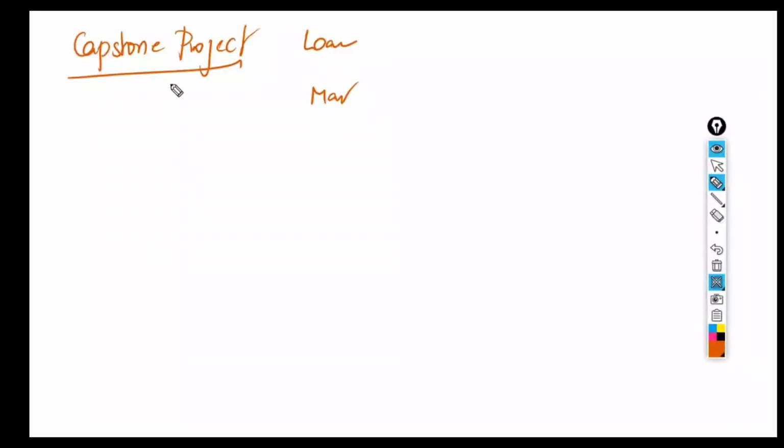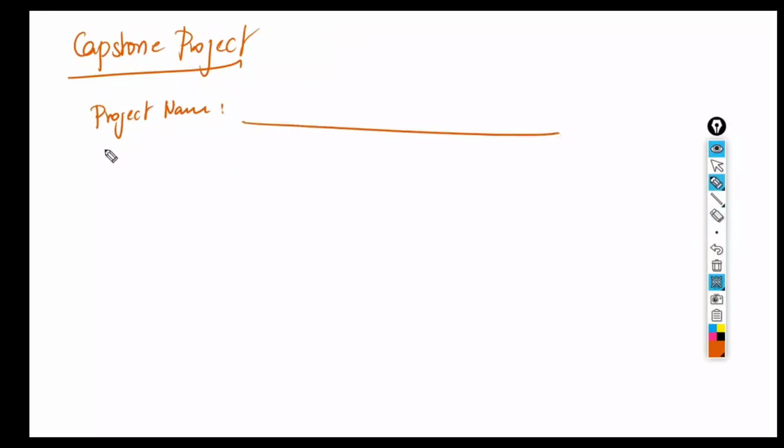So here, whenever you are writing the capstone project, you have to write the project name. And with respect to domain, what domain it belongs to. Domain means to which type of companies this project is applicable. That you have to write clearly.